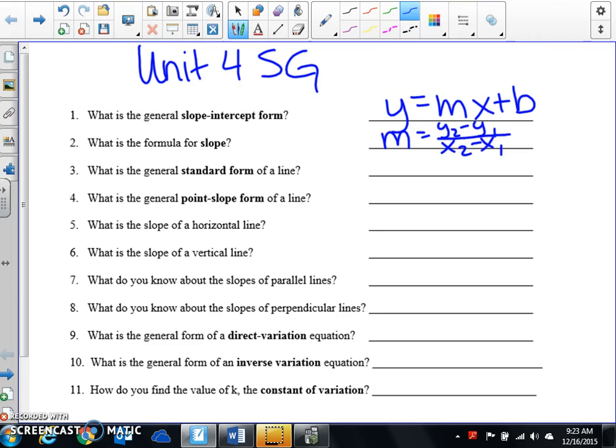What is the general standard form of a line? That one is ax plus by equals c. Remember, for standard, there are no fractions, and also a has to be positive.